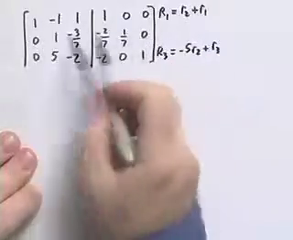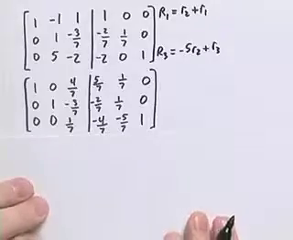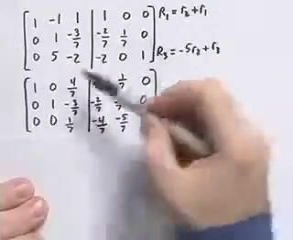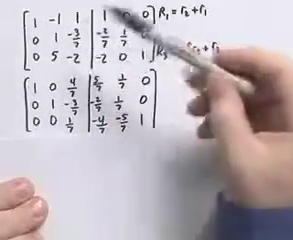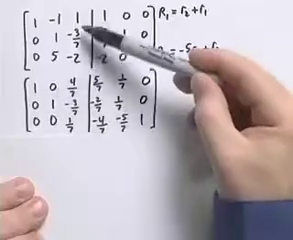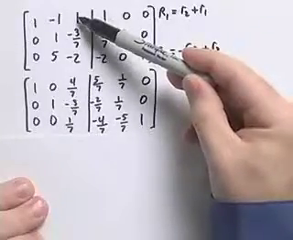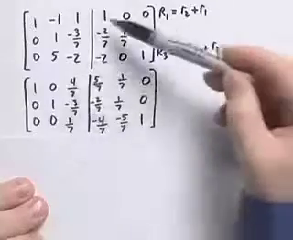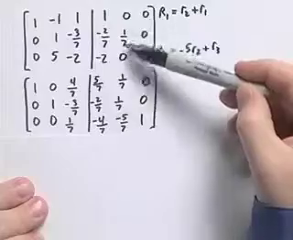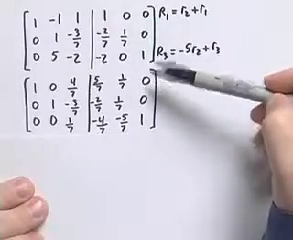We're not changing our second row, so we're going to be able to just rewrite that. We'll get this result. Notice our second row is the same. Our first row we get by adding the first and second. 1 plus 0 is 1. -1 plus 1 is 0. 1 plus -3/7, or 7/7 minus 3/7, so we end up with 4/7. 1 plus -2/7 is 5/7. 0 plus 1/7 is 1/7. And 0 plus 0 is 0.